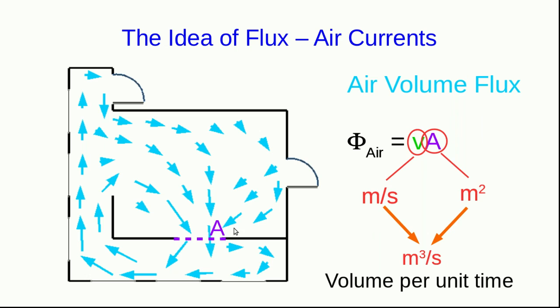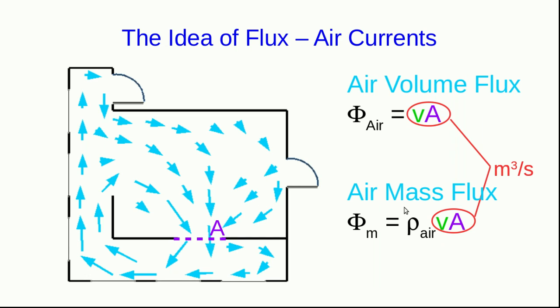Perhaps we don't want volume per unit time. If instead we wanted mass per unit time, all we would have to do is multiply by the density of the air, because that's in kilograms per meter cubed, and now when you multiply it by the air volume flux, you're going to get a mass per unit time of air flowing through the doorway.